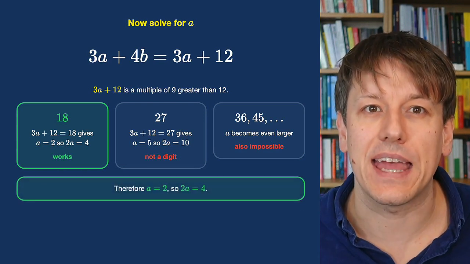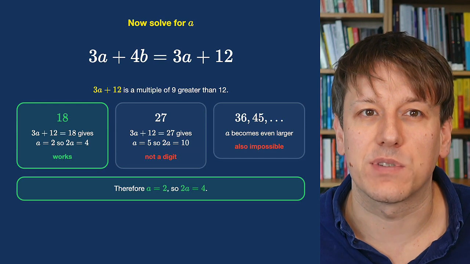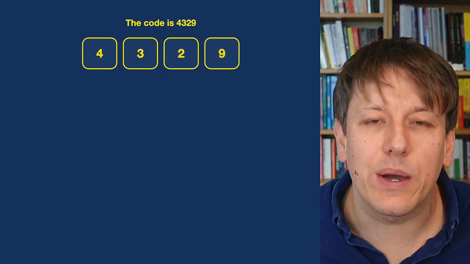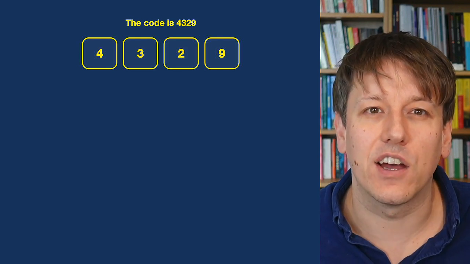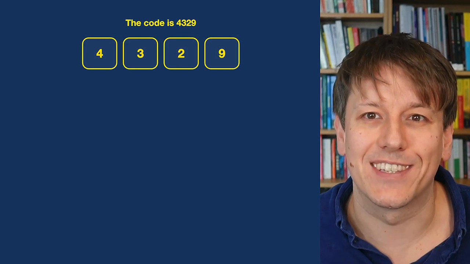So it must be that A is 2, and then that first digit 2A is 4, and so we have come to the conclusion that the code is 4329, and because we ruled out every other possibility along the way when choosing B and then when choosing A, as long as we've set that working out clearly, we've also explained why no other solution is possible.